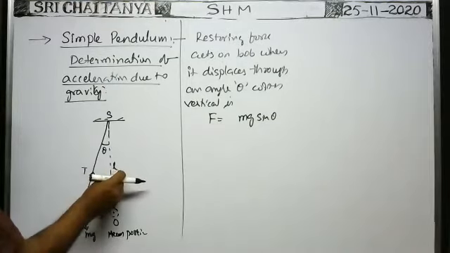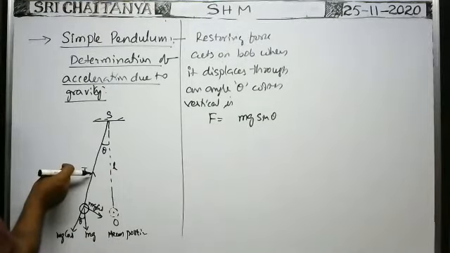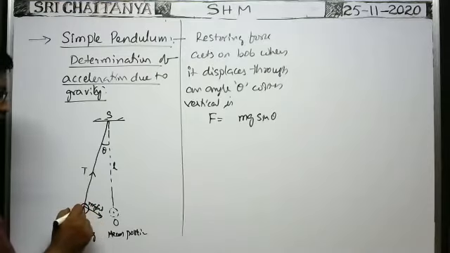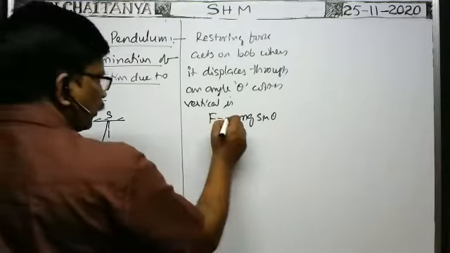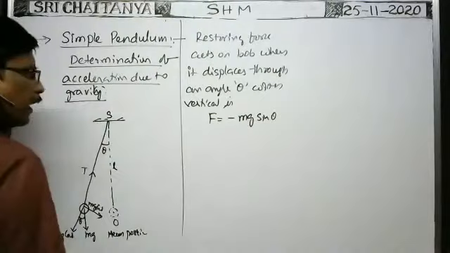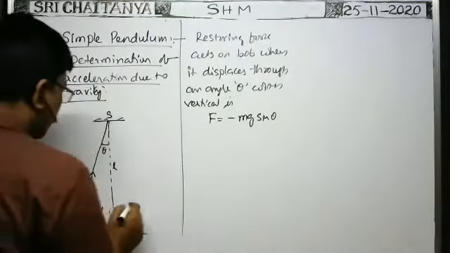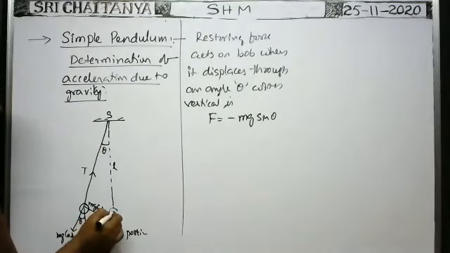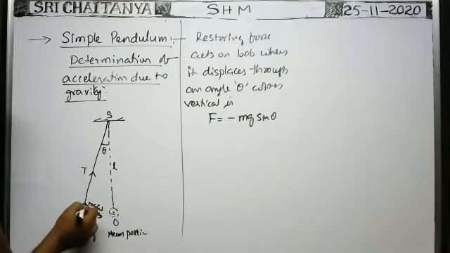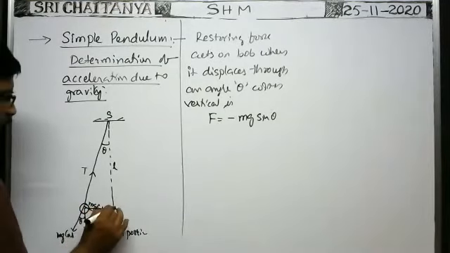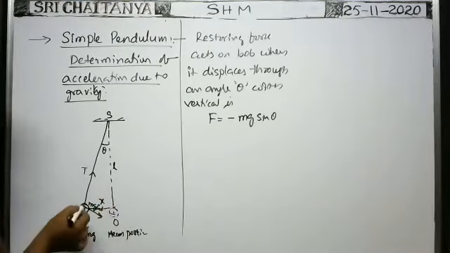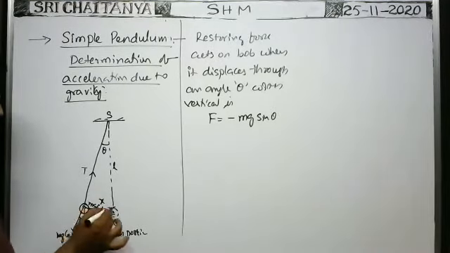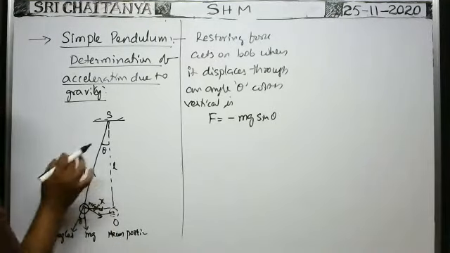Whenever the displacement of the particle is in this direction, theta is in this direction, the restoring force acting on the bob of the pendulum is in the opposite direction. That's why we put a minus sign. Whenever the bob is displaced from this mean position through a small angle theta, this displacement is very small, say x. That may be the length of the arc or this displacement x. Both are the same whenever the angle is very small.